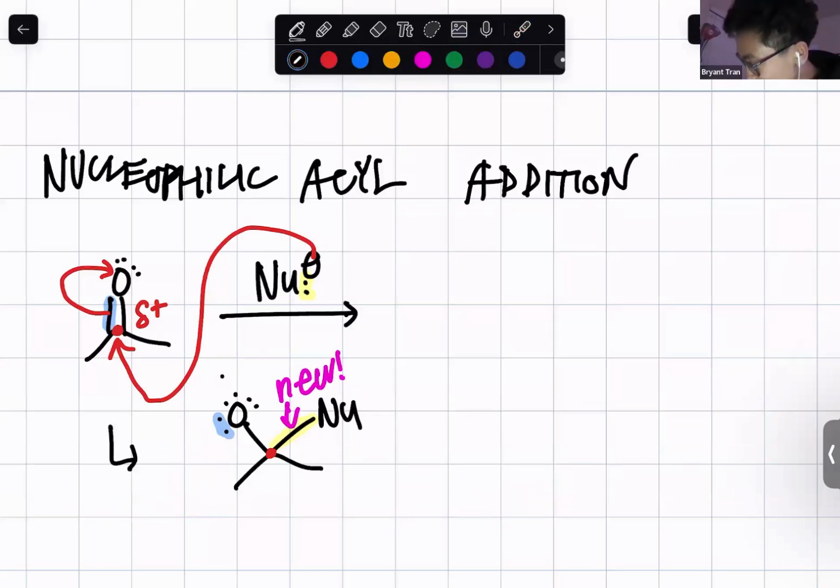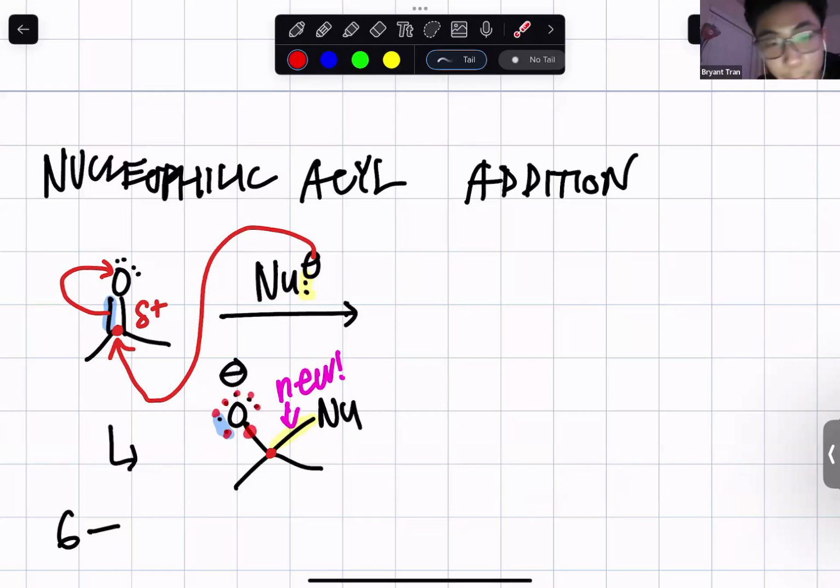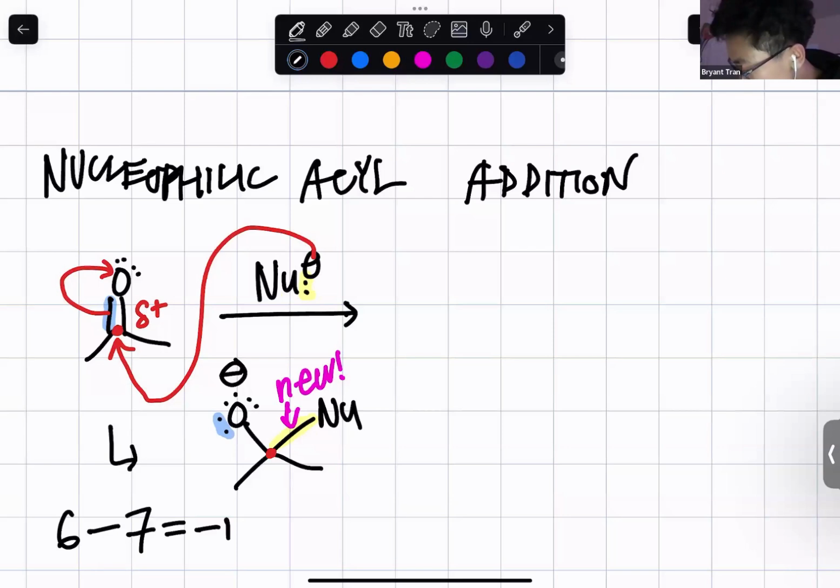-1, yes. Because it gained a pair of electrons, and oxygen wants 6 electrons to itself, but right now we see that it has 1, 2, 3, 4, 5, 6, 7 electrons to itself. Wait, this is how we do it when we calculate formal charge. It technically has 8 electrons. It does, right? 2, 4, 6, 8 electrons. But this bond here has 2 electrons, 1 for the oxygen, 1 for the carbon. So oxygen here has 1, 2, 3, 4, 5, 6, 7 electrons to itself. 6 minus 7, -1 charge. That's how we calculate formal charge.